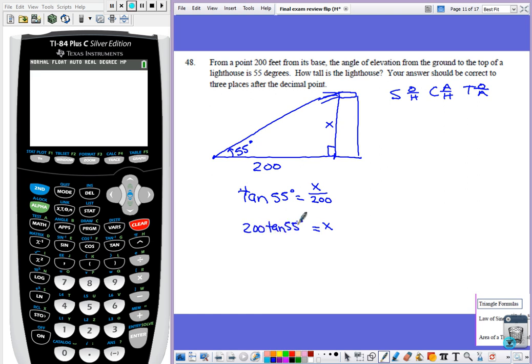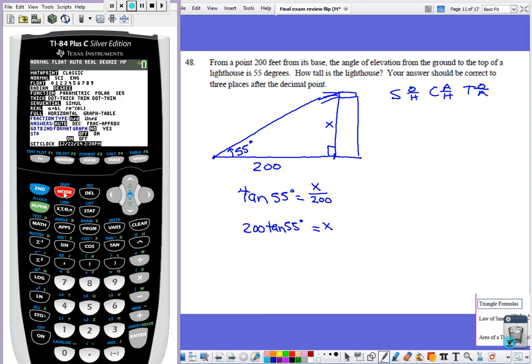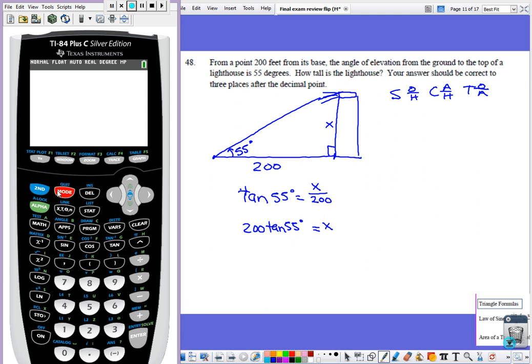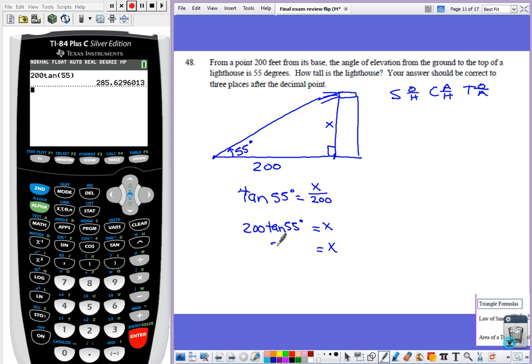Now it's important that our calculator is in degree mode because we are typing in a degree angle, so I have it in degree mode. If you need to change modes, you hit mode, go down here, hit enter. Alright, so we're going to type in 200 tangent of 55 degrees, enter. Alright, so our height is 285.6296.